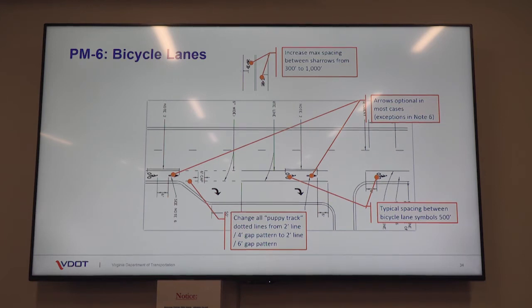Yep. I have a quick question. I noticed throughout the standard, all the dashed lines have changed to a 2-foot, 6-foot pattern. Does that apply to roundabouts too?